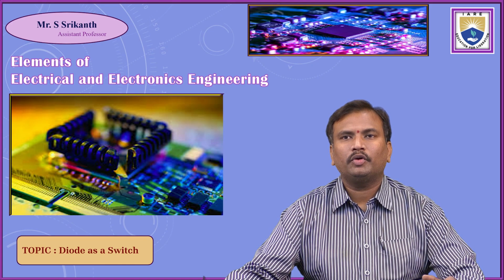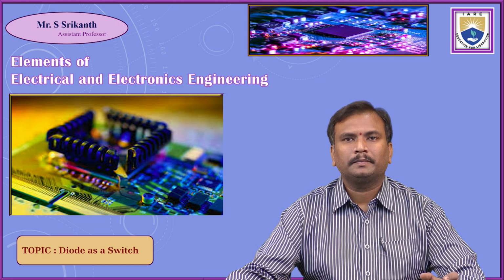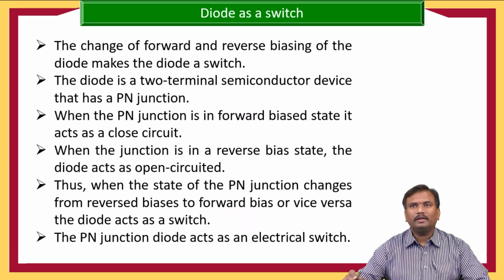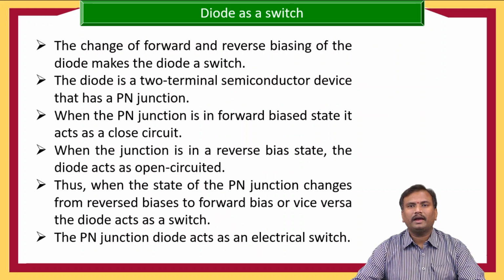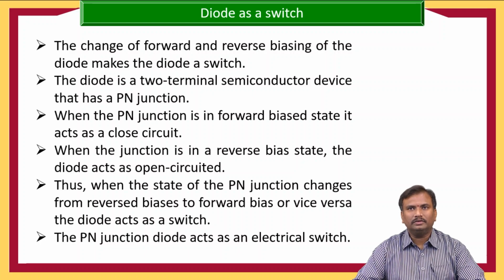In this session, I am going to discuss the operation of diode as a switch. The diode will work as a switch because when there is a forward bias, the diode will act as a short circuit. When there is a reverse bias, the diode will act as an open circuit. So by making forward and reverse biasing of the diode, the diode works as a switch.